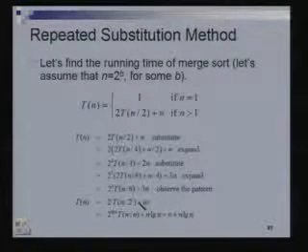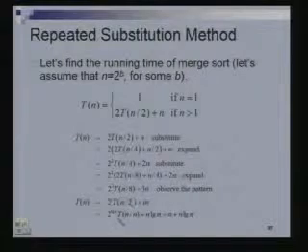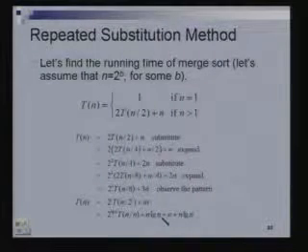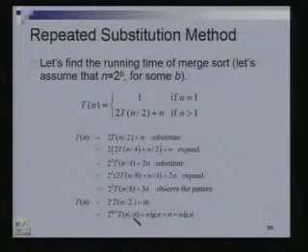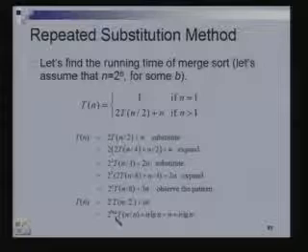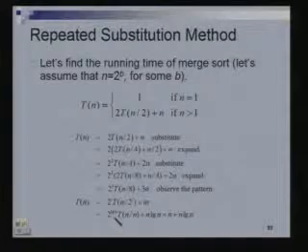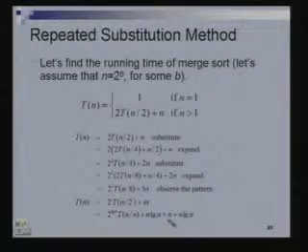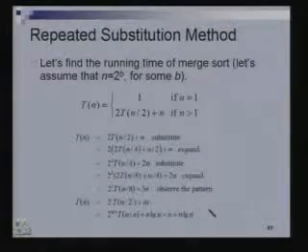And now if I choose i to be log n, what do I get? I get 2 to the log n times T(n/n) plus n times log n. Now T(n/n) is T(1), which is 1, and 2 to the log n is n. So this becomes n in all and this becomes n log n. So I get a total of n plus n log n, which is order n log n.